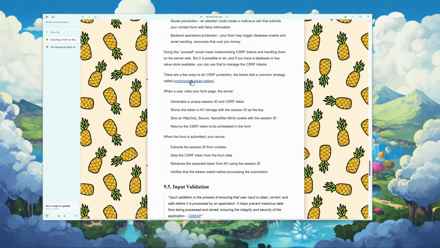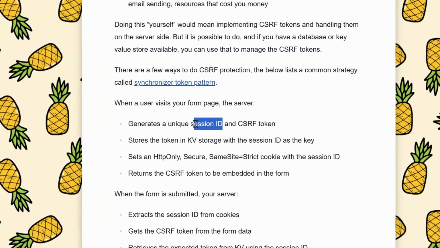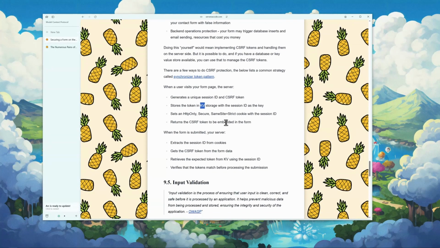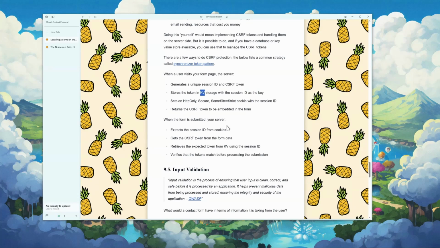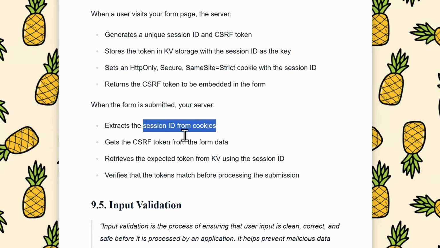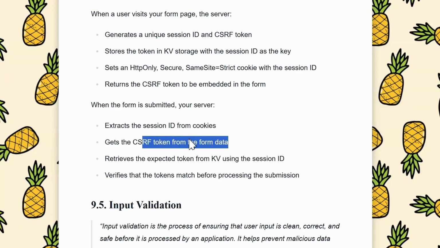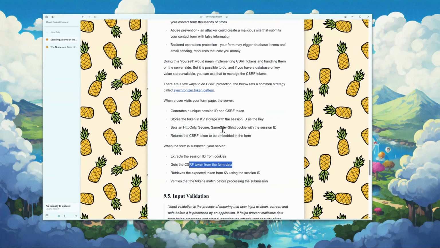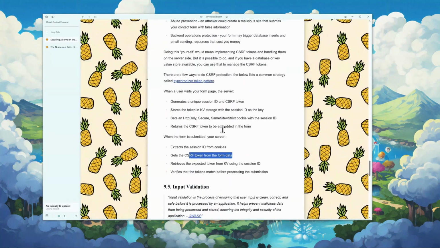An example I give here is the synchronizer token pattern. When somebody visits your page, they get a cookie with a session ID in it, and you generate a CSRF token that gets put in some kind of storage on the server side. Then when the form is submitted, the server-side code extracts the session ID from the cookies, gets the CSRF token from the key value store, and verifies that the tokens match. That's going to help you with CSRF, but you've got to do this work, right?